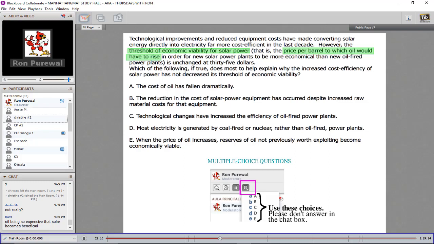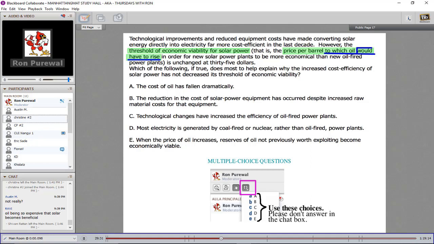If you read this carefully, I mean, you don't have to read it that carefully, but if you just read it slowly and get the meaning of it, notice especially this. This has nothing to do with current prices. It's a price that oil would theoretically have to achieve. So already A is gone because it has nothing to do with anything.